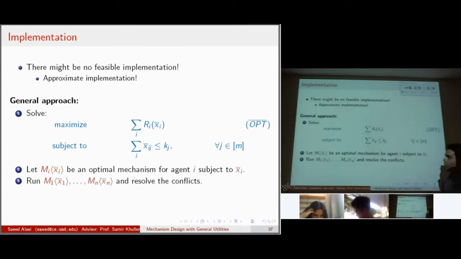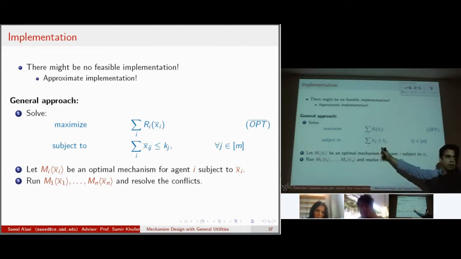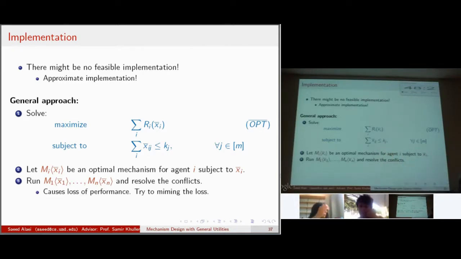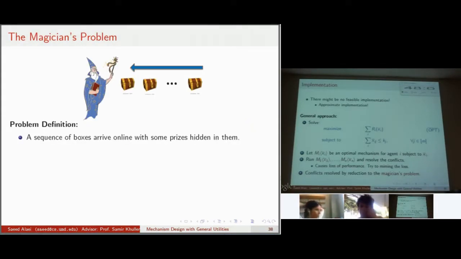We are going to run these single agent mechanisms independently, and then we are going to resolve the conflicts. Because if you run this independently, each supply constraint will be satisfied in expectation. But in some instances you could be over-allocating the items. So we will resolve the conflicts by unallocating items or some other way. This is the step where we lose on the performance. However, we try to minimize that loss. The way we resolve the conflicts is by reduction to the magician's problem, which I'm going to define.